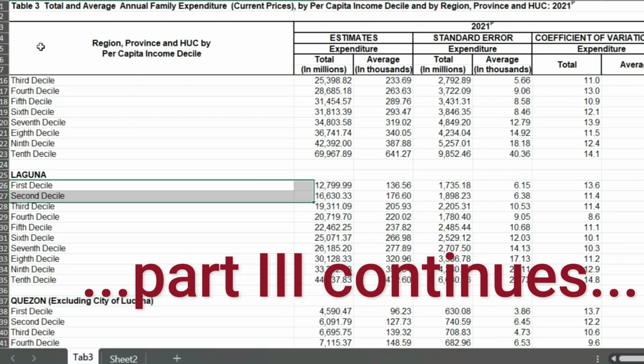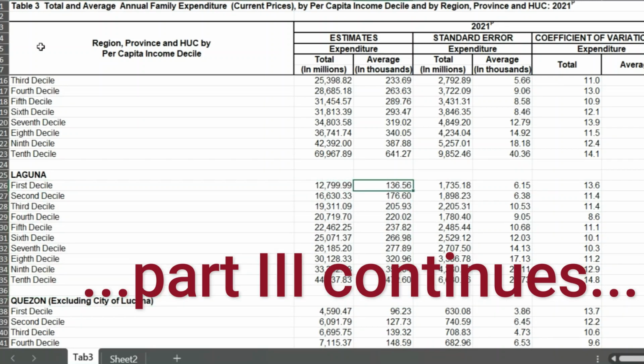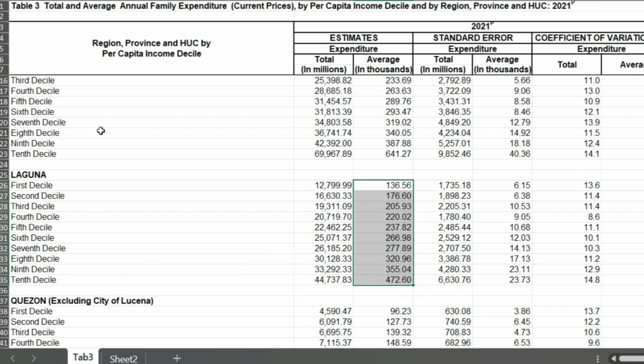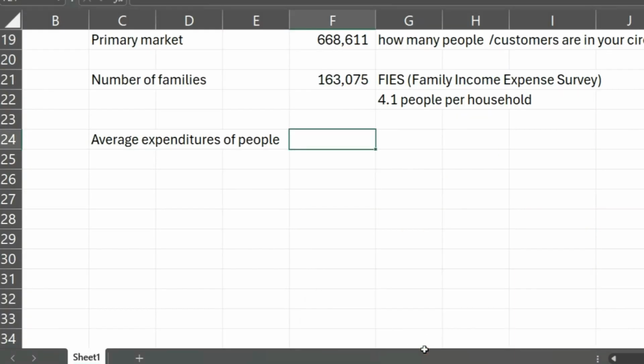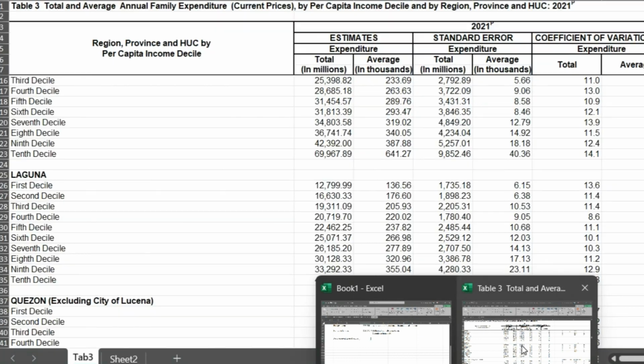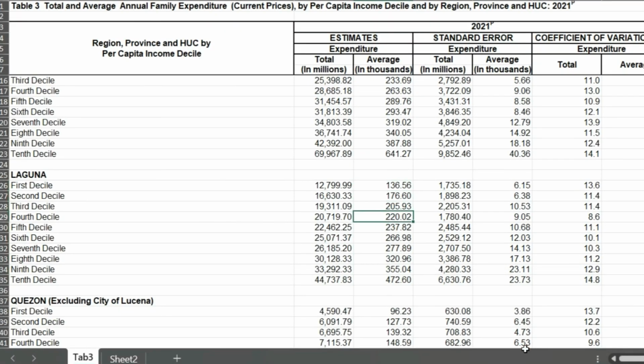Of these, I know for a fact that the expense in thousands goes from 136,560 a year up to a high of 472,600 a year. Okay? So if you go back to the original Excel that we have, this is the one, right? So the average expenditures of people would be like a total of this, right?